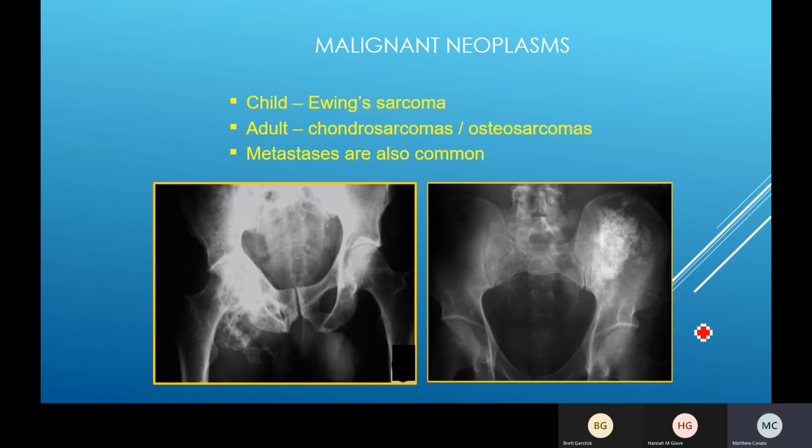So the big scary part is if I see a pelvic sarcoma, there's a high correlation with metastasis, which means I need to go look at other spots, and that's not a good situation.